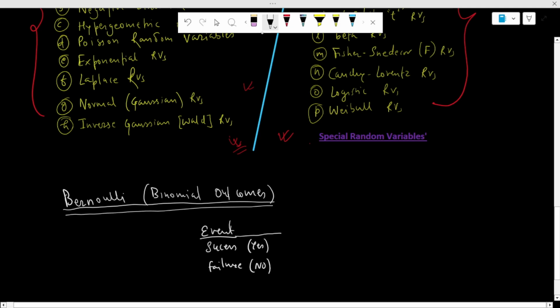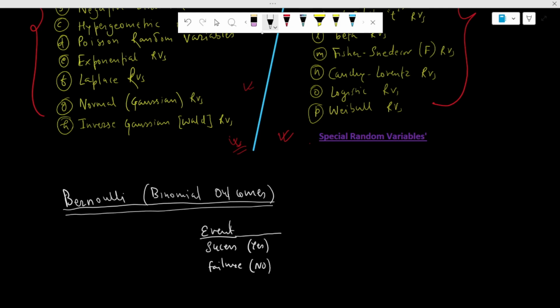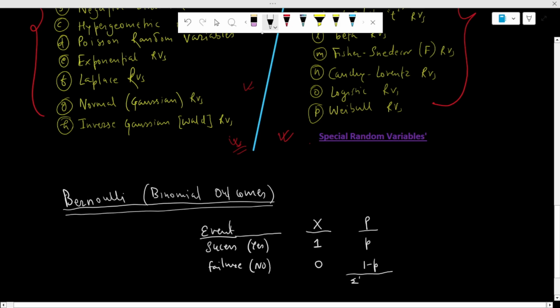then that is called a Bernoulli random variable. In that case, let us represent the Bernoulli random variable by x, and let us indicate the success as 1 and the failure as 0, and the probability of success is represented by p, and the probability of failure is represented by 1 minus p. So the sum of probabilities should ultimately be equal to 1.